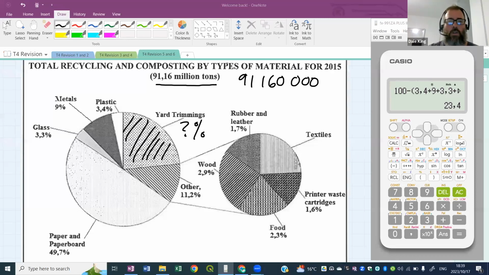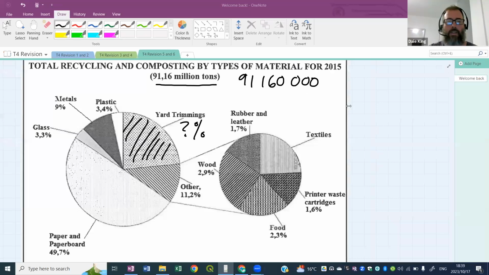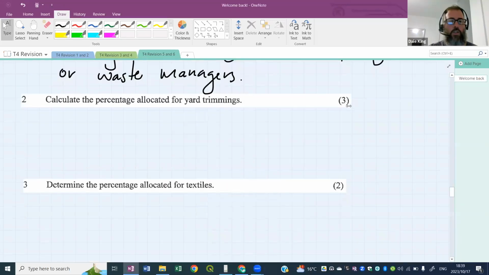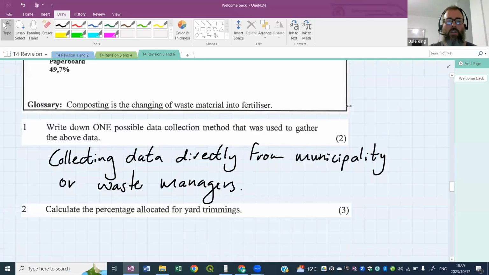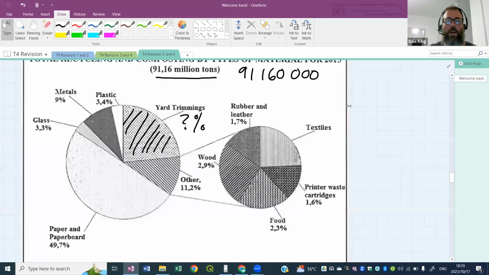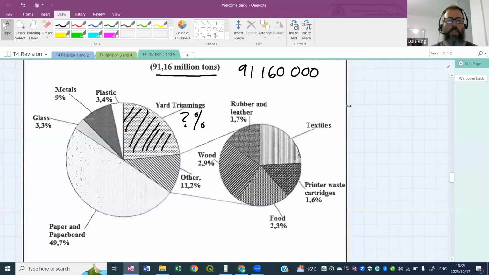All right, let's see what the next question is. Number 3: determine the percentage allocated for textiles. I'm not going to say anything. I'm not going to give you a warning or a hint. Determine the percentage allocated for textiles. Here we go, textiles on the right there. Katlecho already has an answer. Guys, on fire.